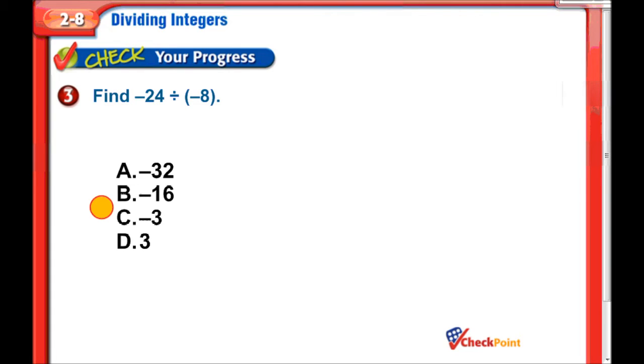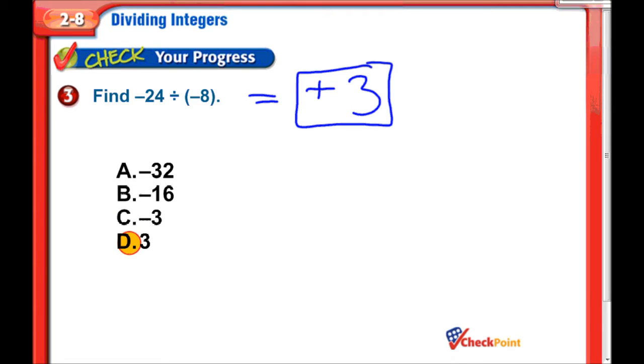Here's one for us to do, -24 divided by -8. Well, we have the same sign, so our answer must be positive. All we have to figure out is what's 24 divided by 8. You might want to turn that around and use multiplication. 8 times what is 24? Did you figure it out? It's 3. 8 times 3 is 24. So therefore, -24 divided by -8 must be +3.